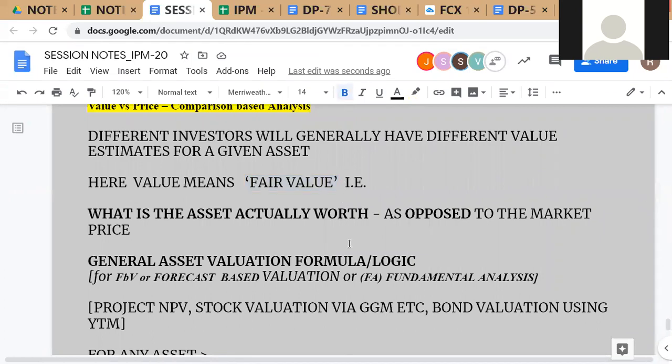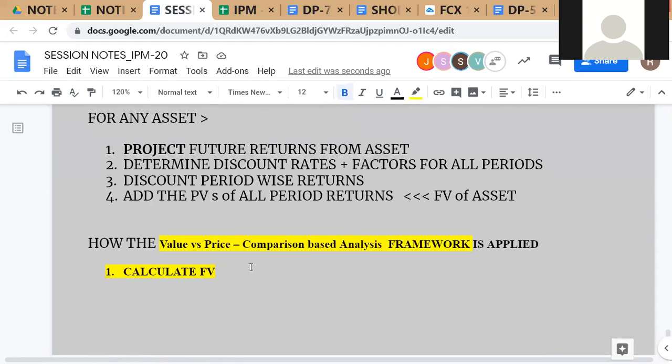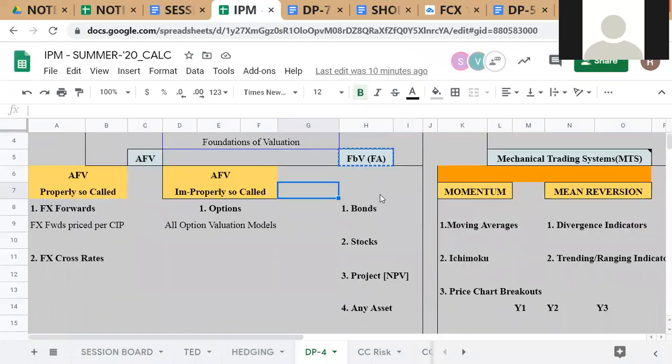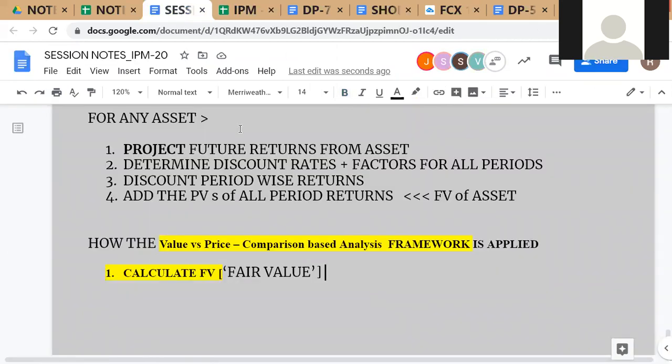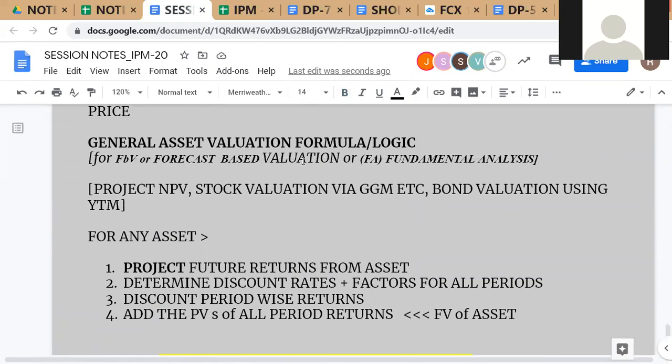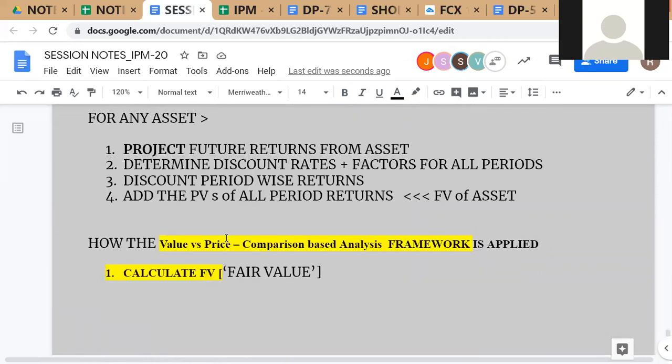So here I'm just going to write FV, calculate the fair value. All right. This is the first step. You calculate the fair value using these methods, the same basic structure. So calculate fair value using the basic general asset valuation formula given above. Follow these steps and calculate the fair value. You can do this for any asset.